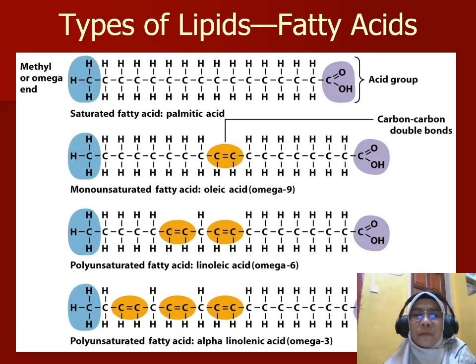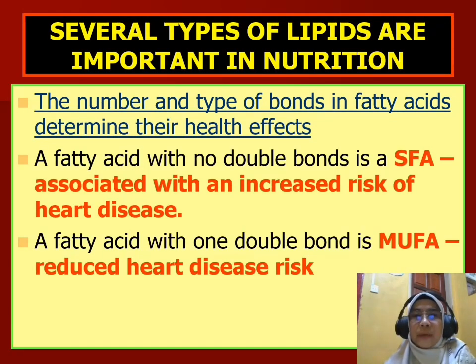Okay, what type of lipids? Okay, this is saturated fatty acid, monounsaturated fatty acid, and this is polyunsaturated fatty acid, and this one is polyunsaturated fatty acid for omega-3. This is omega-6, omega-3, and omega-9. Okay, several types of lipids are important in nutrition, and the number and type of bonds in fatty acid determine their health effect.